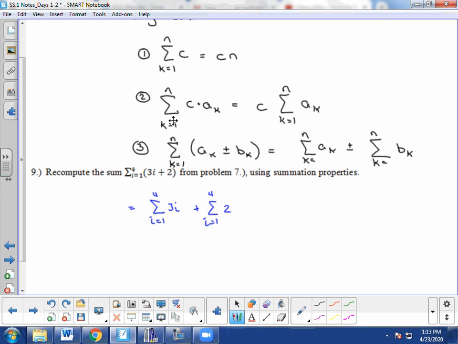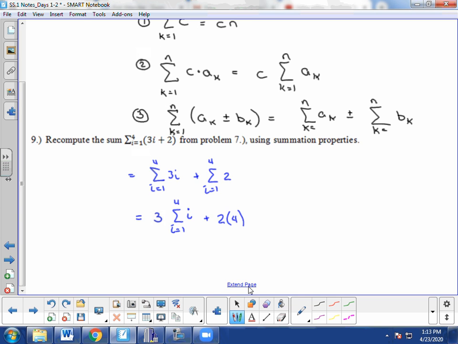Now I could use property number 2 here as well. So notice that this is 3 times i. So what I can do here instead is take the 3 out and find the series of i from 1 to 4, and then multiply by 3. I can also use the first property for this second term here. Because it's a constant, instead of adding successive terms, what I could do here is just take the n, 4, times the c, 2. So I could rewrite this as 2 times 4.